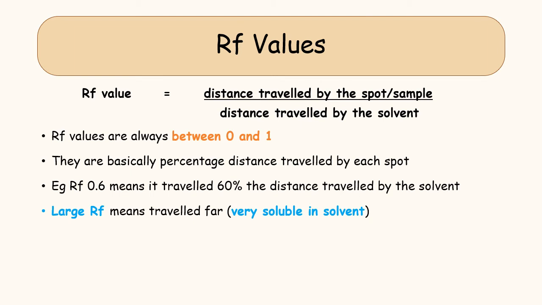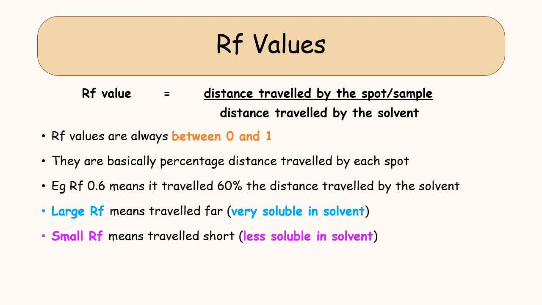Now, a large RF value, close to 1, means that your compound, the sample, was very soluble in the solvent. A small RF, which means it traveled a very short distance, means that it's not very soluble, or less soluble, in the solvent. And RF values will change and will be different for different solvents.